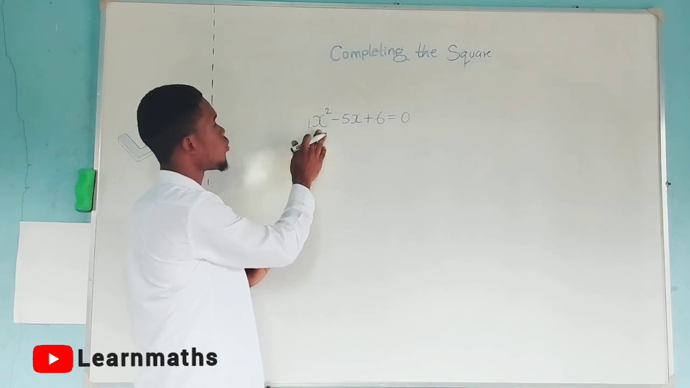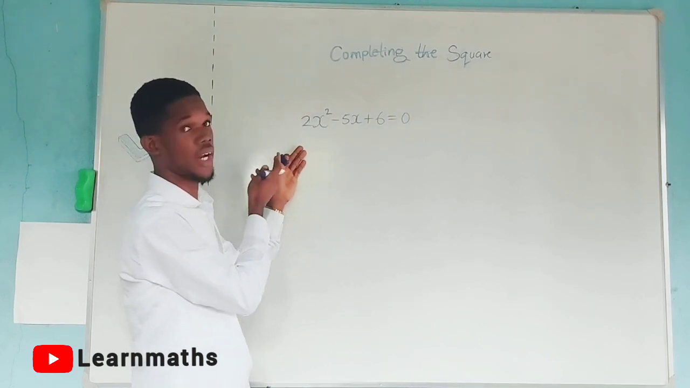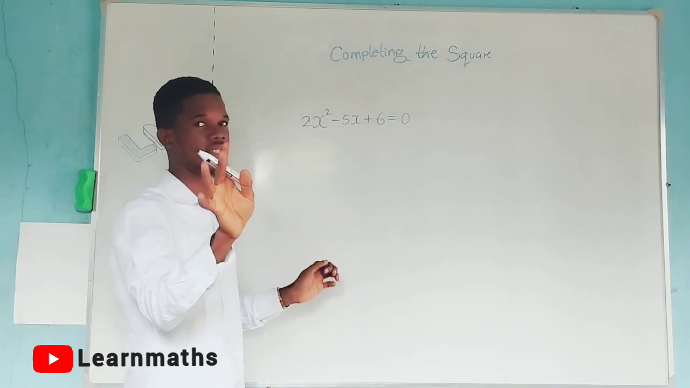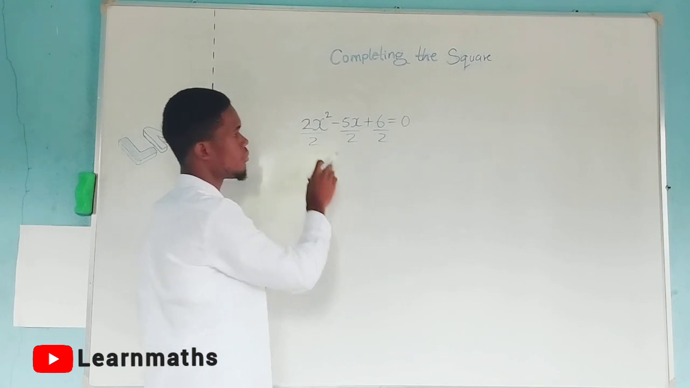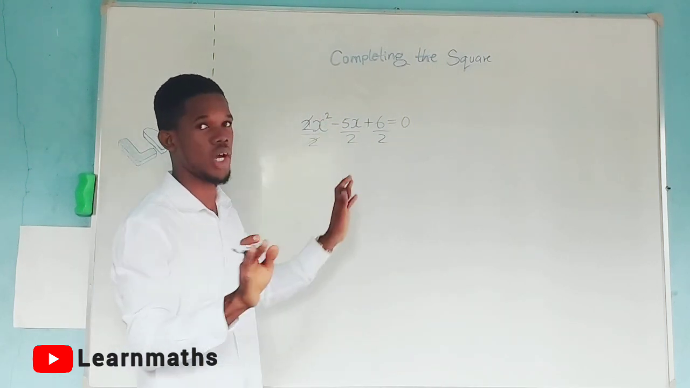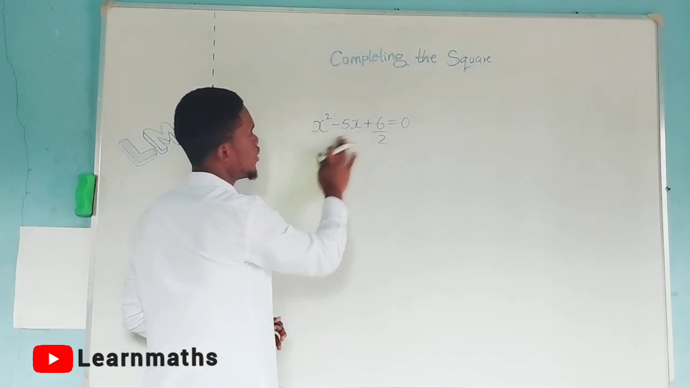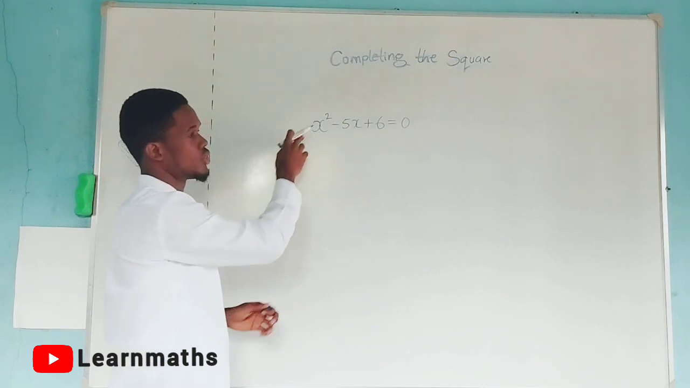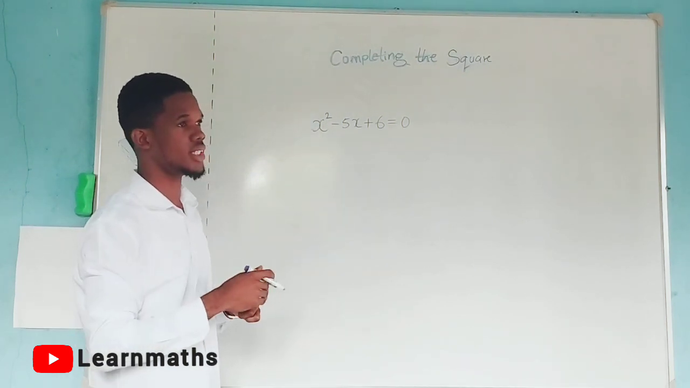But what if we had something like 2 here? It's not 1 now, right? This is what you're going to do as the first step. You divide everything by 2. So the 2 can cancel out the 2 and you make the coefficient of x squared 1. You understand? But for this equation, there is no number in front of x squared, so we already have 1 there. So we can skip the first step and move to the second step.